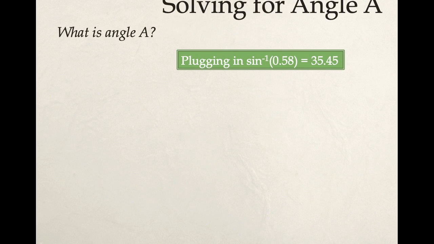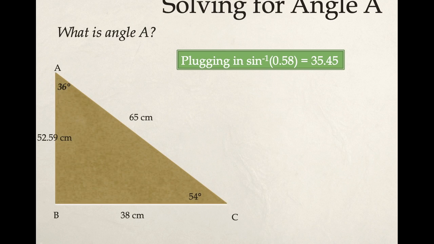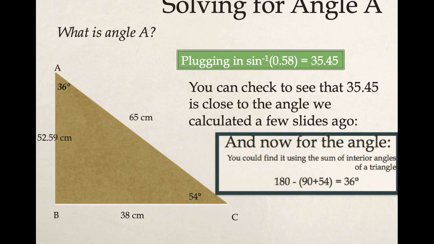If you do this, you might get something that looks like 35.45 on your calculator. And we already know, by doing the sum of the interior angles of a triangle, that A should be 36. In this case, you were able to find the angle measure without doing the sum of the interior angles of a triangle by using this sine to the -1 button.